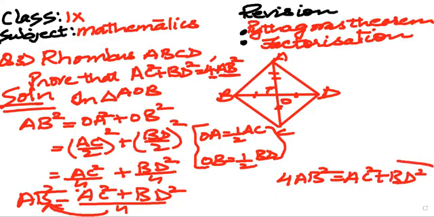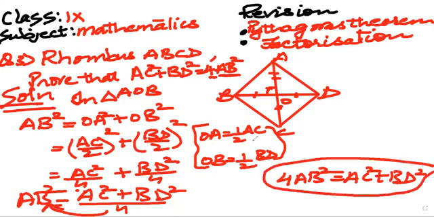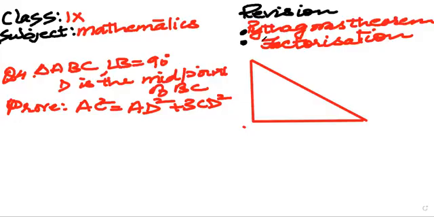Okay, and I guess children, this is what you have to prove. Okay, you can check out, this is what we have to prove, that 4AB square is equal to AC square plus BD square. Okay, only left hand side and right hand side are different, otherwise it's same. So children, be careful, you have to practice, then only you will understand this. Okay, now children, let's look at the question number 4.